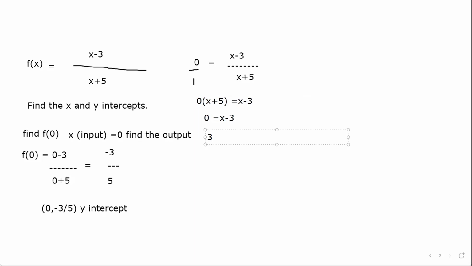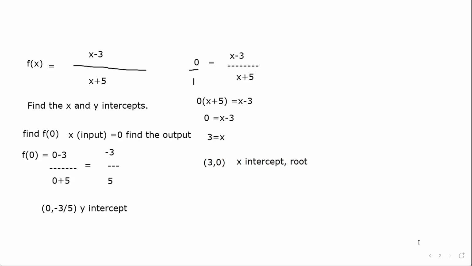Now that corresponds to this point, 3, 0. That is an x-intercept, also called a root of the equation. But that's the difference between the input and the output. Okay. All right, does that help? You should feel a little bit confident.